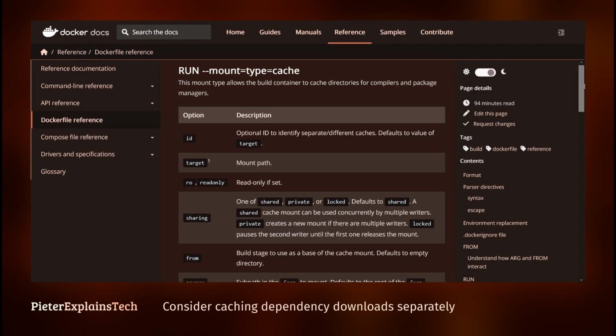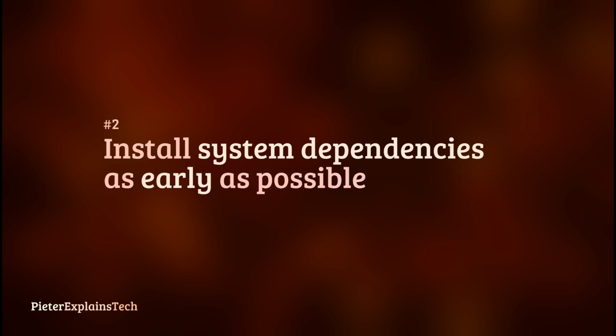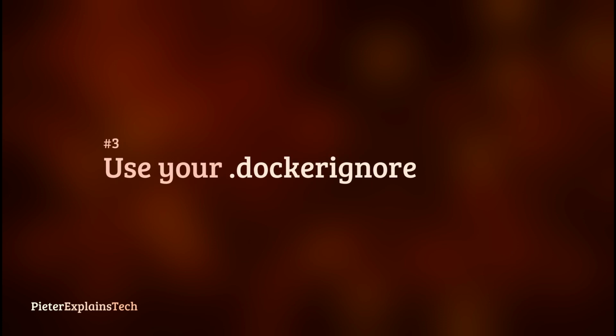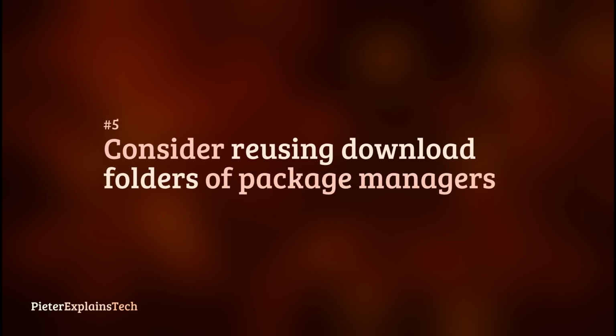To recap my advice, use a specialized base image, install system dependencies as early as possible, list anything that's irrelevant to your Docker build in the .dockerignore file, install application dependencies before you copy in your code, and if your dependency downloads take a long time, consider caching the download folder.